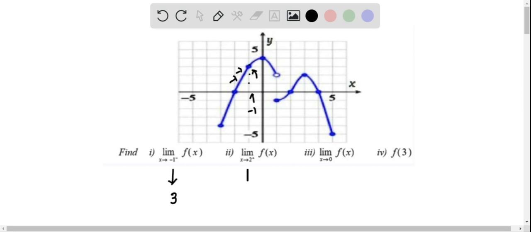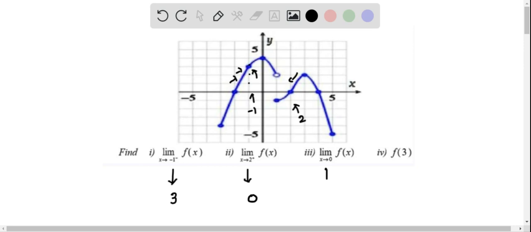Now let's evaluate the second limit. Here we have a limit of f of x when x approaches 2 plus, that is when x approaches 2 from the right. So this is x equal to 2. So when x approaches 2 from the right, it is coming from this direction. f of x approaches 0. So you can see that this limit is 0.